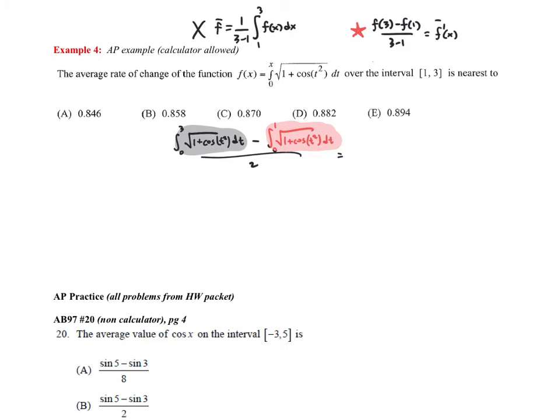Okay, so I'd like to talk about the answer. So I evaluated the numerator all at once in my calculator. Go back to your pen, not your highlighter.